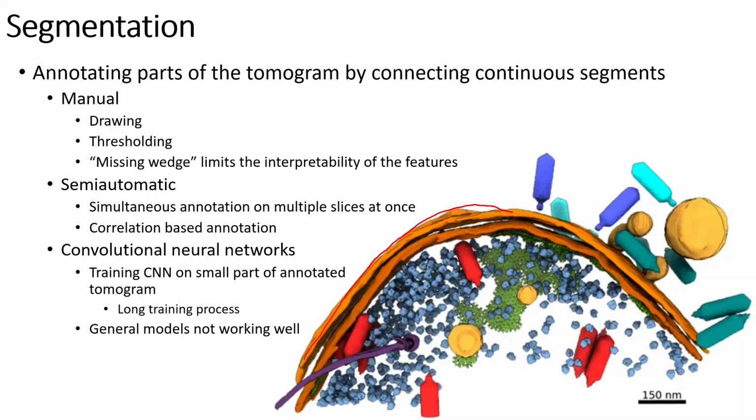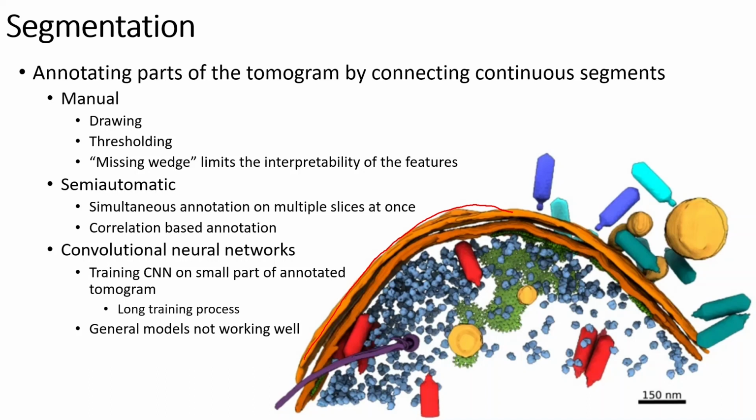So this speeds up a little bit the manual drawing. Of course, nowadays for image analysis, it's very usual to use convolutional neural networks. This is based on training the convolutional neural network on a part of your data set. So you take just a subset of your tomogram, you manually annotate the features there, and then let the neural network train on it to distinguish between the features.